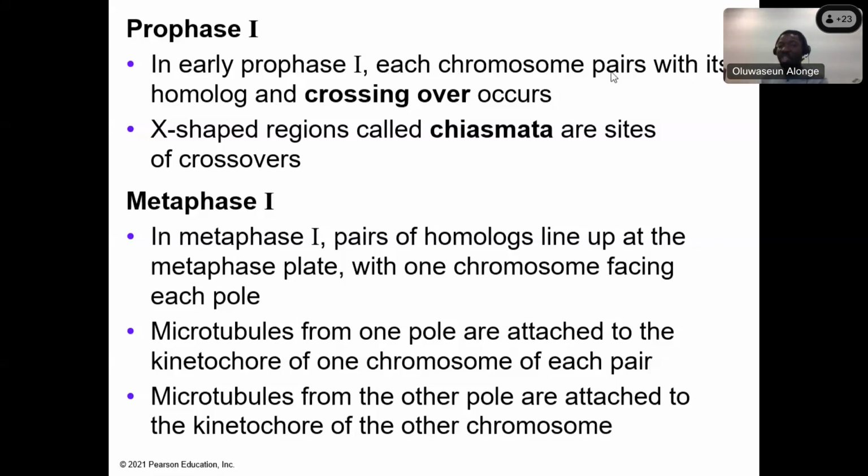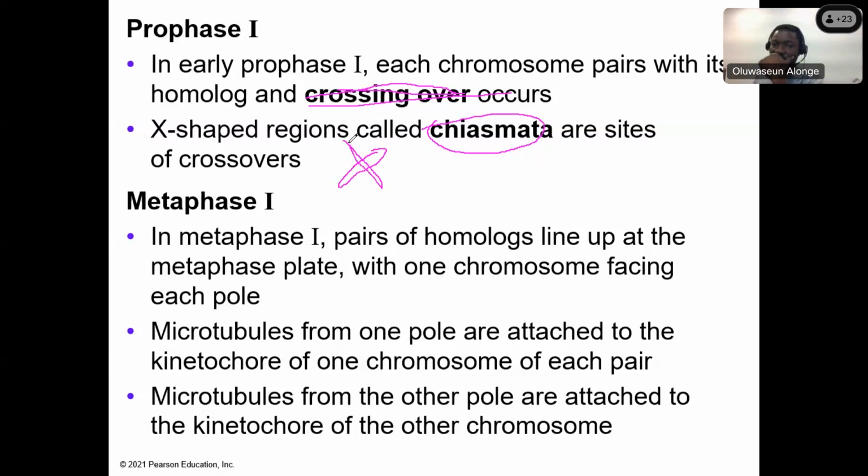In prophase 1, each chromosome pairs with its homologous partner and crossing over occurs. So the key thing that you may not want to forget that happens in prophase 1 is what we call crossing over. The point where the crossing over occurs, we call chiasmata. I'm going to show the images to you, but crossing over happens in prophase 1. Let me show you what happens in crossing over, even though I'm still going to show you the images.